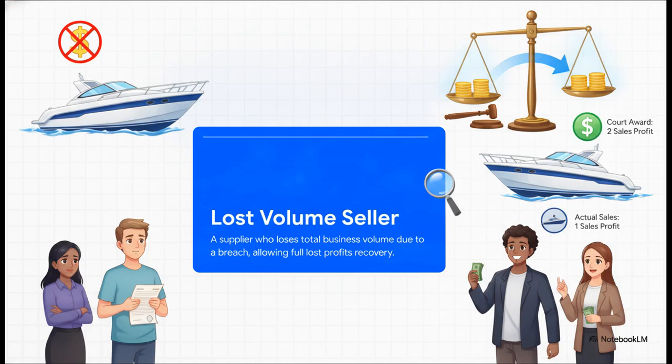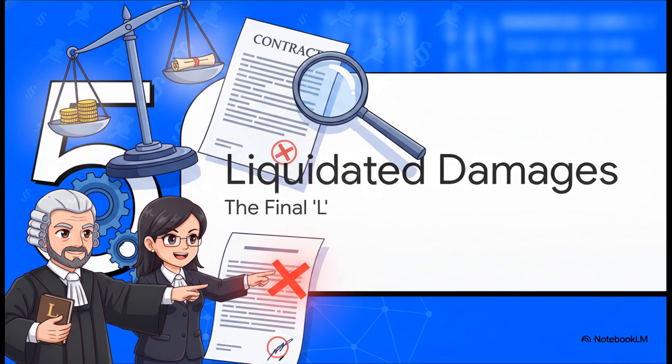As a lost volume seller, that second sale is treated as additional volume, not a substitute. Because of the breach, the dealer made one sale instead of two. Therefore, the court awards the full lost profit from that initial breached contract. Section 5. Liquidated damages and penalties, the final L.